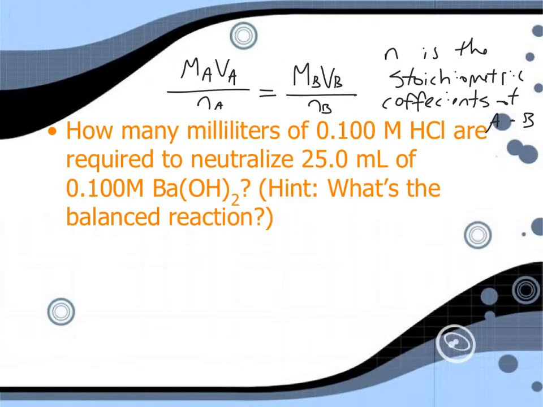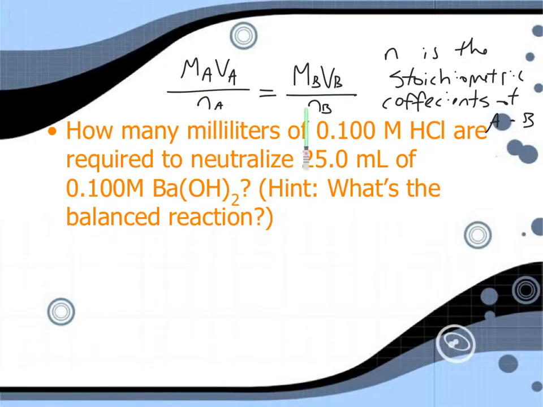So let's take a look at the formula that I just wrote down up on top. It looks a lot like the combined gas law, but instead of pressure, volume, and temperature, what you're looking at is molarity of acid, volume of acid, and number of moles of acid. And on the other side, it's molarity of base, volume of base, and number of moles of base. Now, this volume of acid and volume of base have to be in the same unit. They don't both have to be liters, but they both have to be the same.